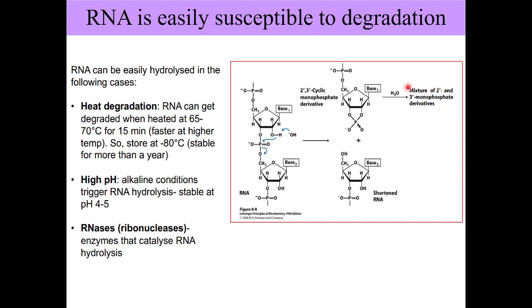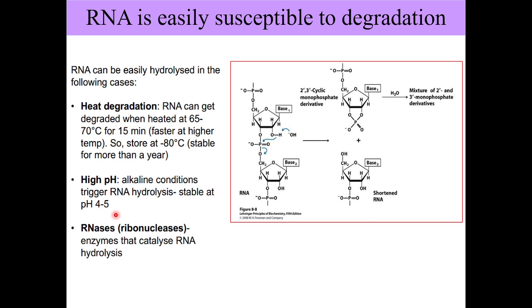So it is no more a cyclic product, but it is a shortened RNA. See, this is the derivative. This is how the derivative looks. So this is how RNA basically gets chopped off at higher pH. Again, there are different enzymes called RNases or ribonucleases. They can catalyze RNA hydrolysis. They are basically chopping up RNA.